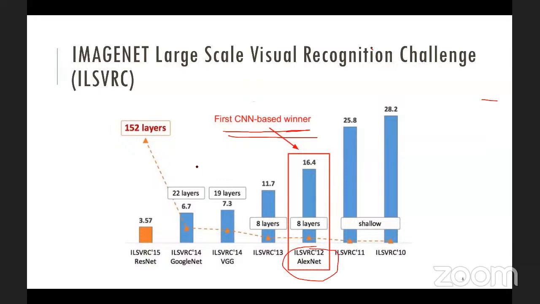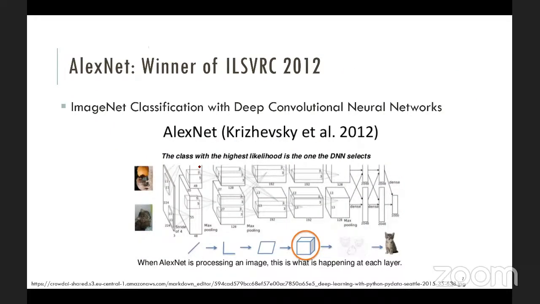So I will take you on a quick tour of this AlexNet, so that you may appreciate how much has been done in this field, so that now things are much easier for you. So here is what AlexNet did in this competition, ImageNet classification. It applied a deep convolutional neural network, and this is your network, and when it is processing an image, this is what is happening at each layer.